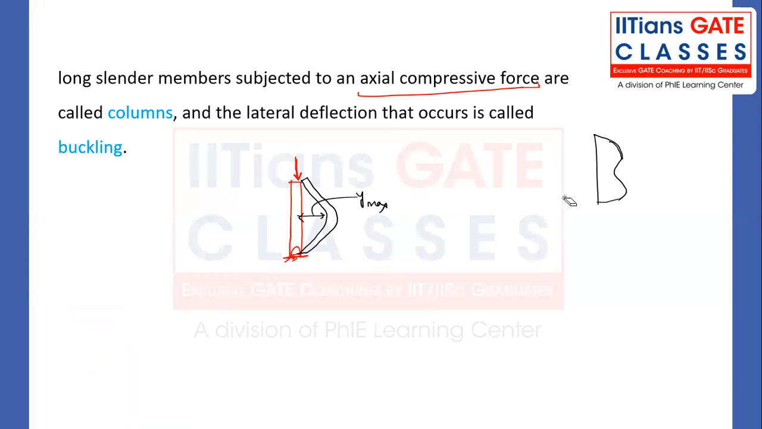That will be decided by the derivation that we did for our column analysis, buckling of column analysis, right? So one thing is certain: we have to apply some kind of load which is much more than the critical load. Second, it has to be an axial compressive force, not a tensile force. Tensile force will never cause a column to buckle, right?